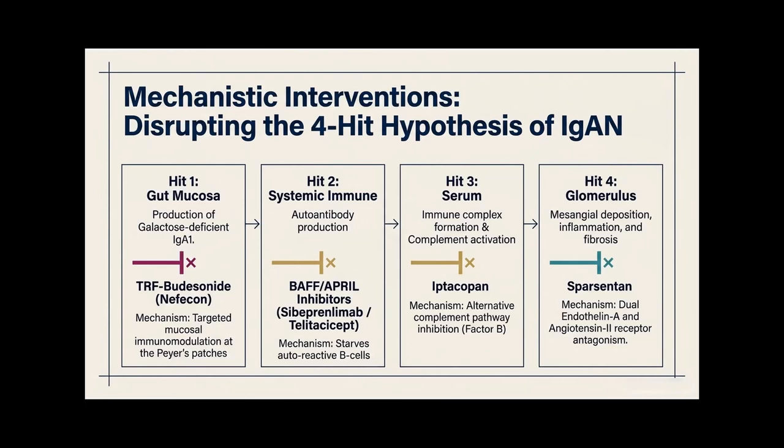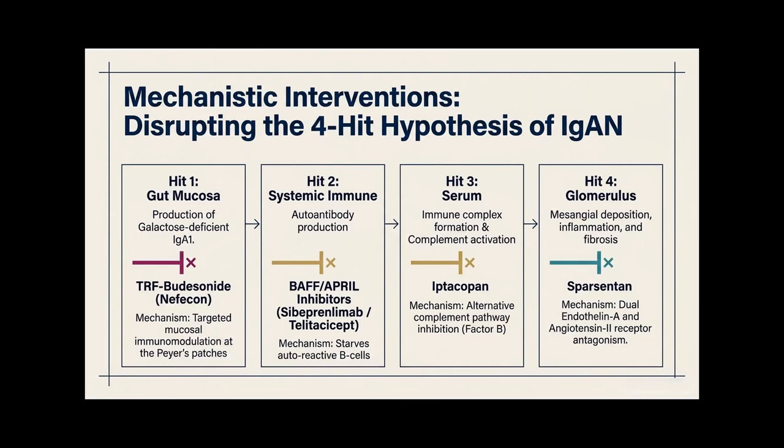The second one is the immune hit. This is antibody production, targeted by BAFF and APRIL inhibitors. We have got 2 drugs now, sibeprenlimab and telitacicept. Hit 3, immune complex formation and complement activation. We have got the complement inhibitors, iptacopan, and these are the different types available. Finally, when you have mesangial deposition and inflammation, you have the dual inhibitor, endothelin inhibitor, sparsentan.